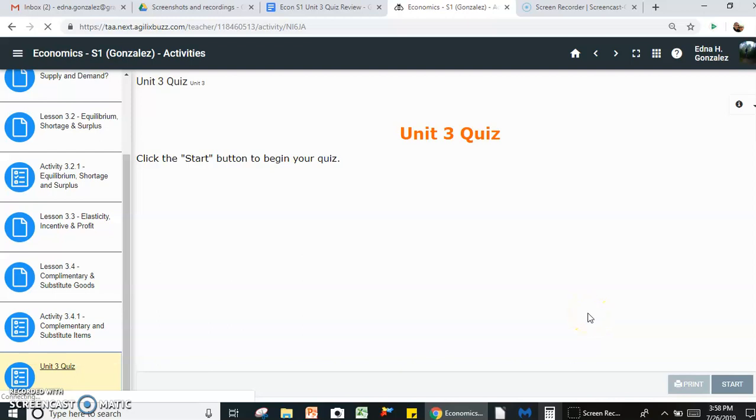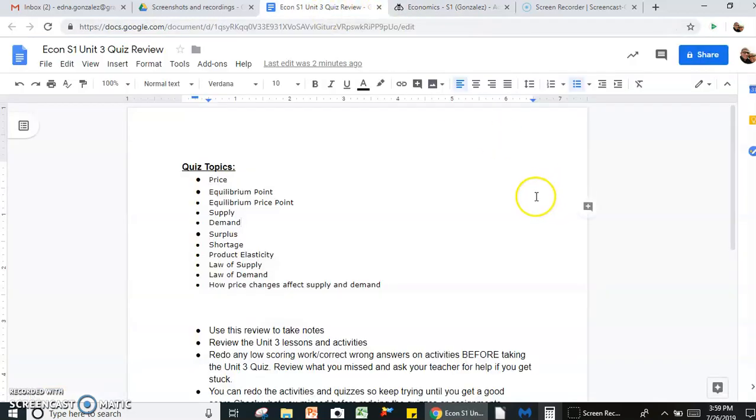Hi, welcome to the Unit 3 quiz review for Economics Semester 1. We are going to go over some of the topics that are covered on this quiz as well as one of the essay questions. And I'm going to give you some tips on how to succeed on this quiz. So let's take a look at the quiz topics.